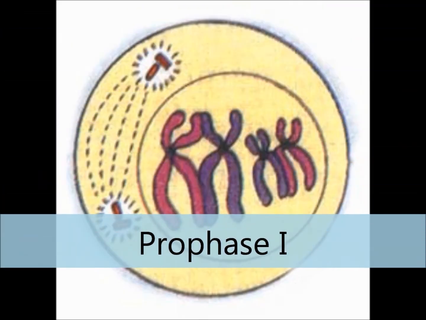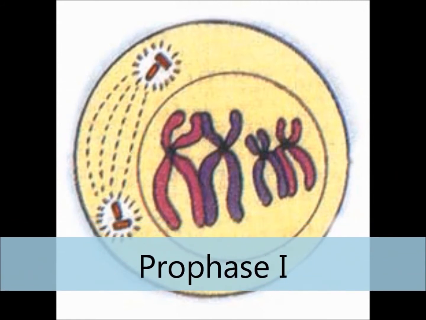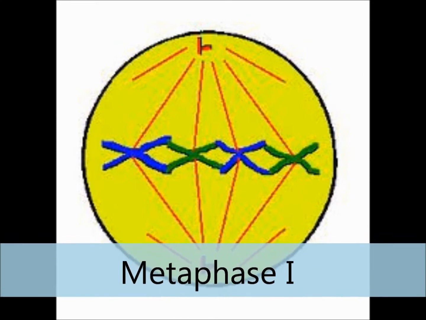The second step of meiosis is prophase. It is the longest phase of meiosis. It takes up about 90% of cell division. During this step, chromosomes coil up and become shorter. Then, in a process called synapsis, homologous chromosomes made up of two sister chromatids come together as a pair, which is known as a tetrad.